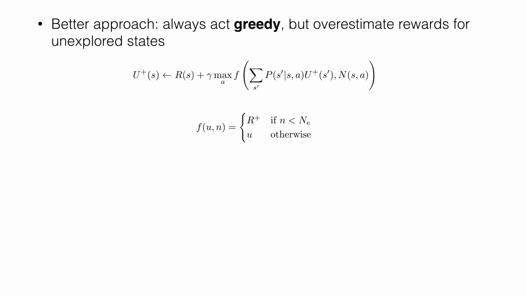If it's under that threshold, if we haven't seen enough samples, we return R plus, which is some overestimate of reward. As the AI engineer, you would basically choose a reward that overestimates whatever possible rewards you would expect to get. And otherwise, you would return the actual U value, the actual value of the Bellman expected reward.